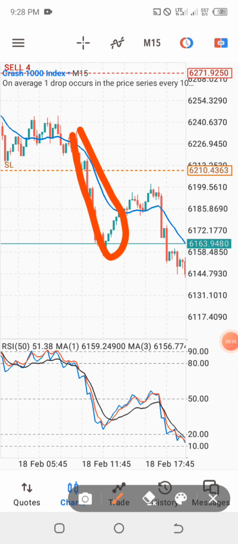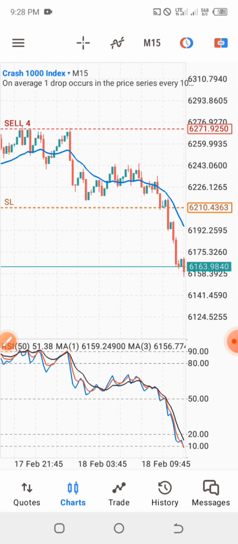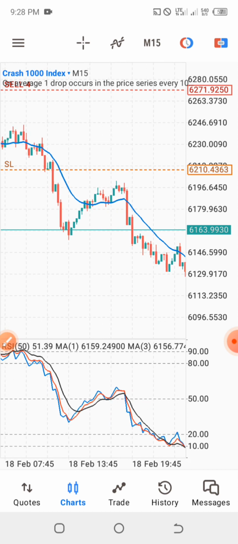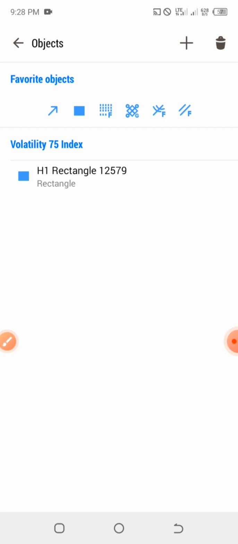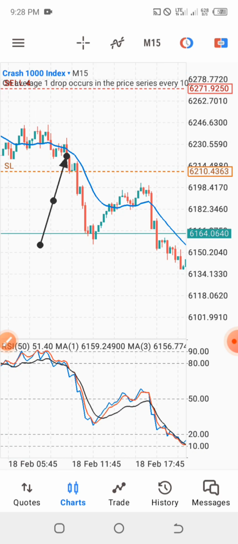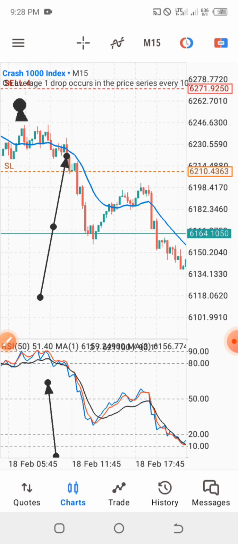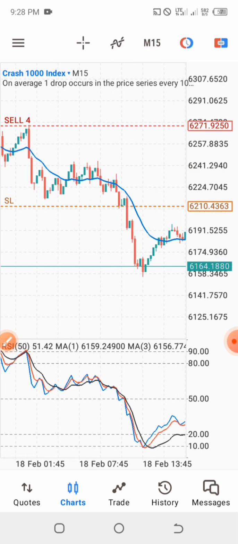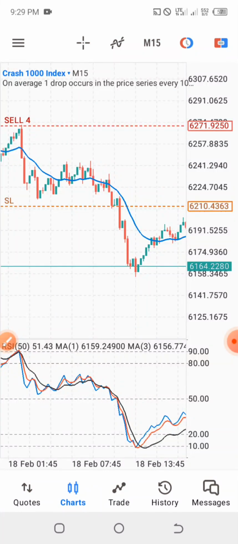Now the first thing you want to look out for right here is that you make sure you see the price moving above the moving average, and then whenever you see all these indicators right here, especially the 90 levels of the RSI, this indicates that you want to go for a sell trade. And whenever you see it at the downside, this indicates that you want to go for a buy.